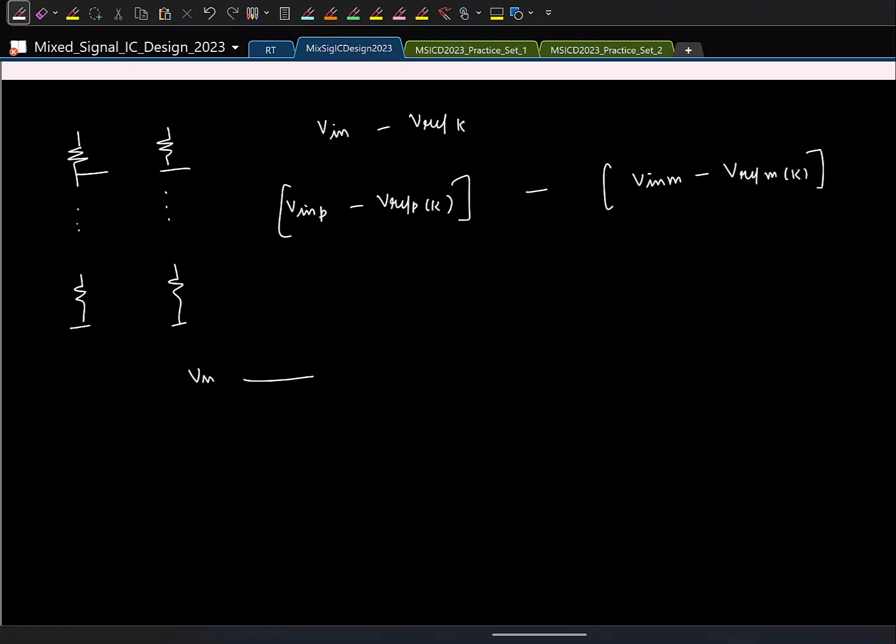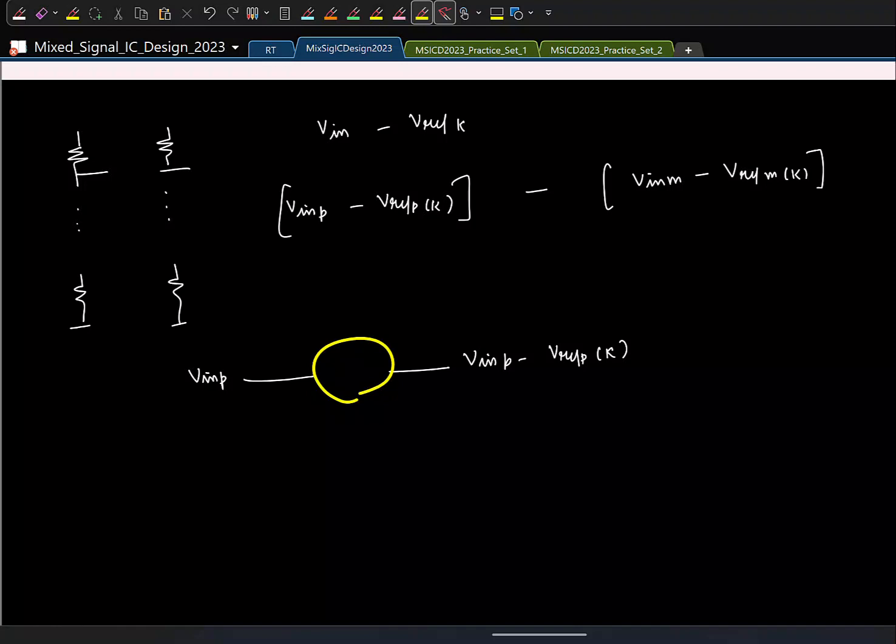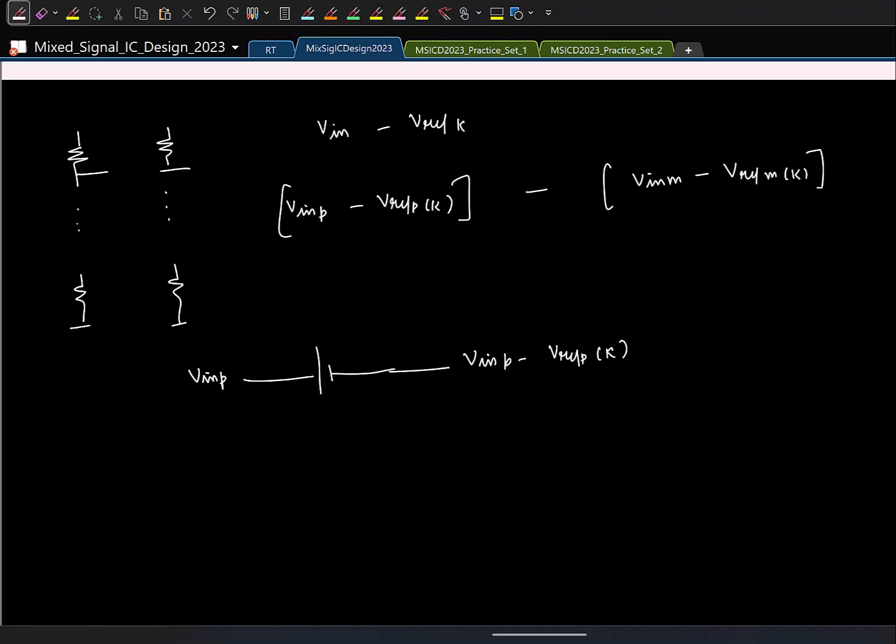I have, let's say, Vn plus. I should get Vn plus minus Vref plus for the kth reference. What is the simplest thing I can put here? I have Vnp. I want to get Vnp minus some Vref k. What is the simplest thing I can put here? I have to put a voltage source. So now we should be knowing, instead of a voltage source, what will you put? A capacitor charged to that voltage.